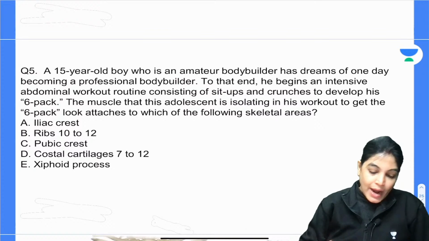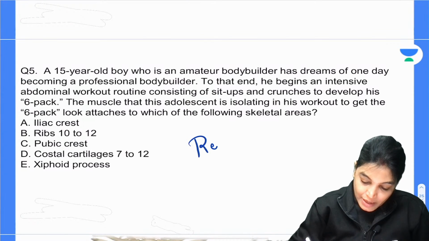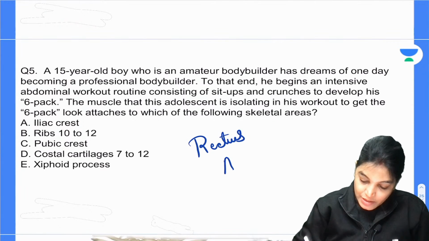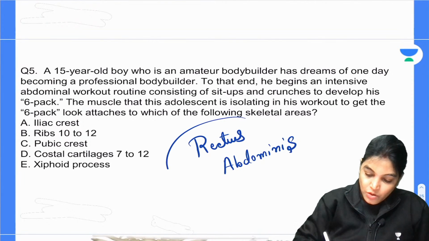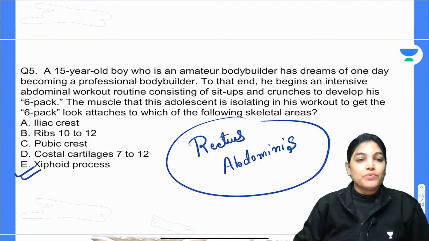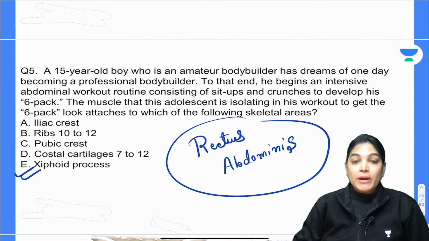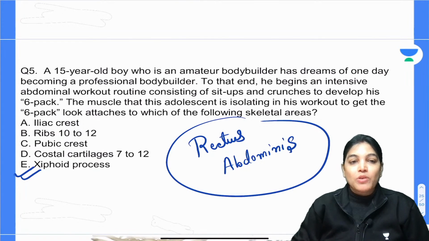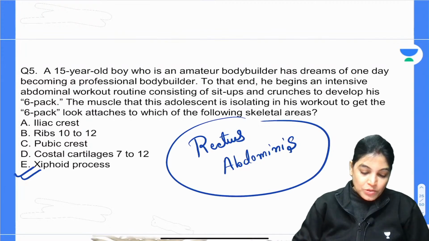So actually, firstly you identify the muscle. The muscle which we are talking about is rectus abdominis muscle, which is the six-pack muscle. So I will go with the correct answer, xiphoid process. There can be confusion of xiphoid and costal cartilage, but we definitely know that rectus abdominis muscle is attached onto the xiphoid process. So we will go with xiphoid process as the correct answer.